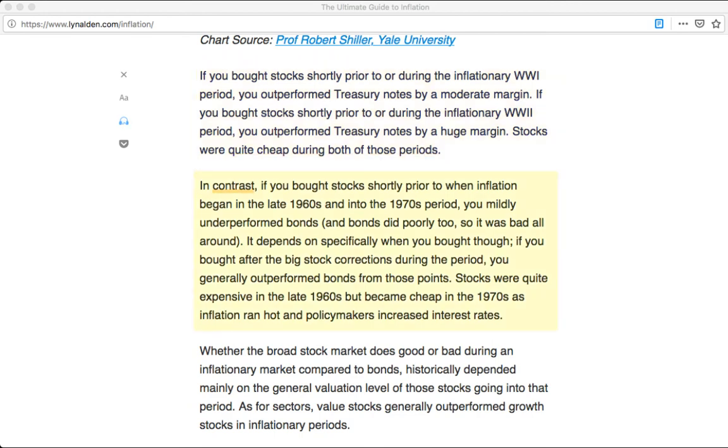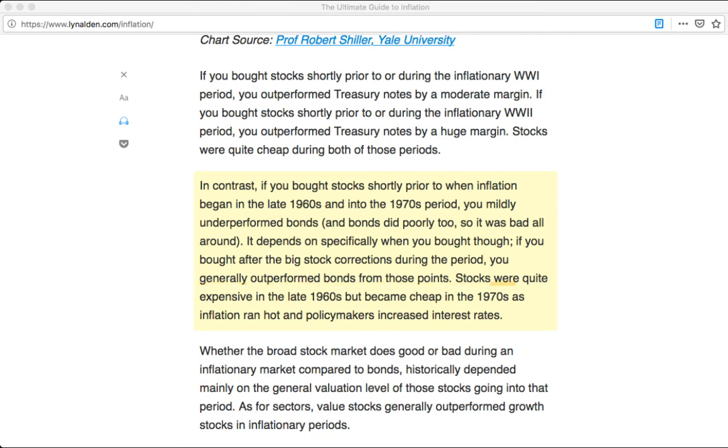In contrast, if you bought stocks shortly prior to when inflation began in the late 1960s and into the 1970s period, you mildly underperformed bonds, and bonds did poorly too, so it was bad all around. It depends on specifically when you bought though. If you bought after the big stock corrections during the period, you generally outperformed bonds from those points.